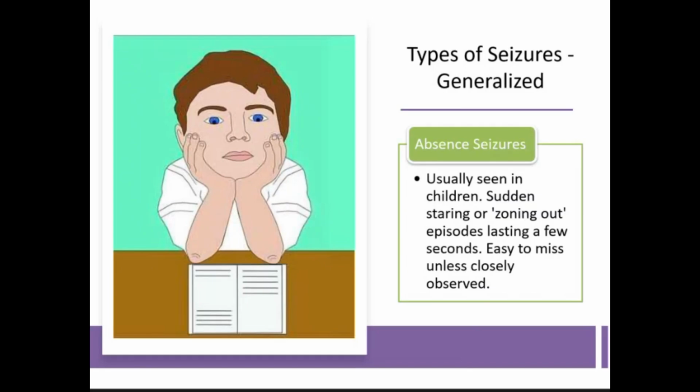These do not last long. Fifteen seconds is usually the max these are lasting. The kid's not really going to be postictal afterwards, or the adult. Not saying that adults can't have absence seizures, but typically they are in kids. They may do eye fluttering, lip smacking, that type of behavior in these, not necessarily, but that's something that can happen in an absence seizure.